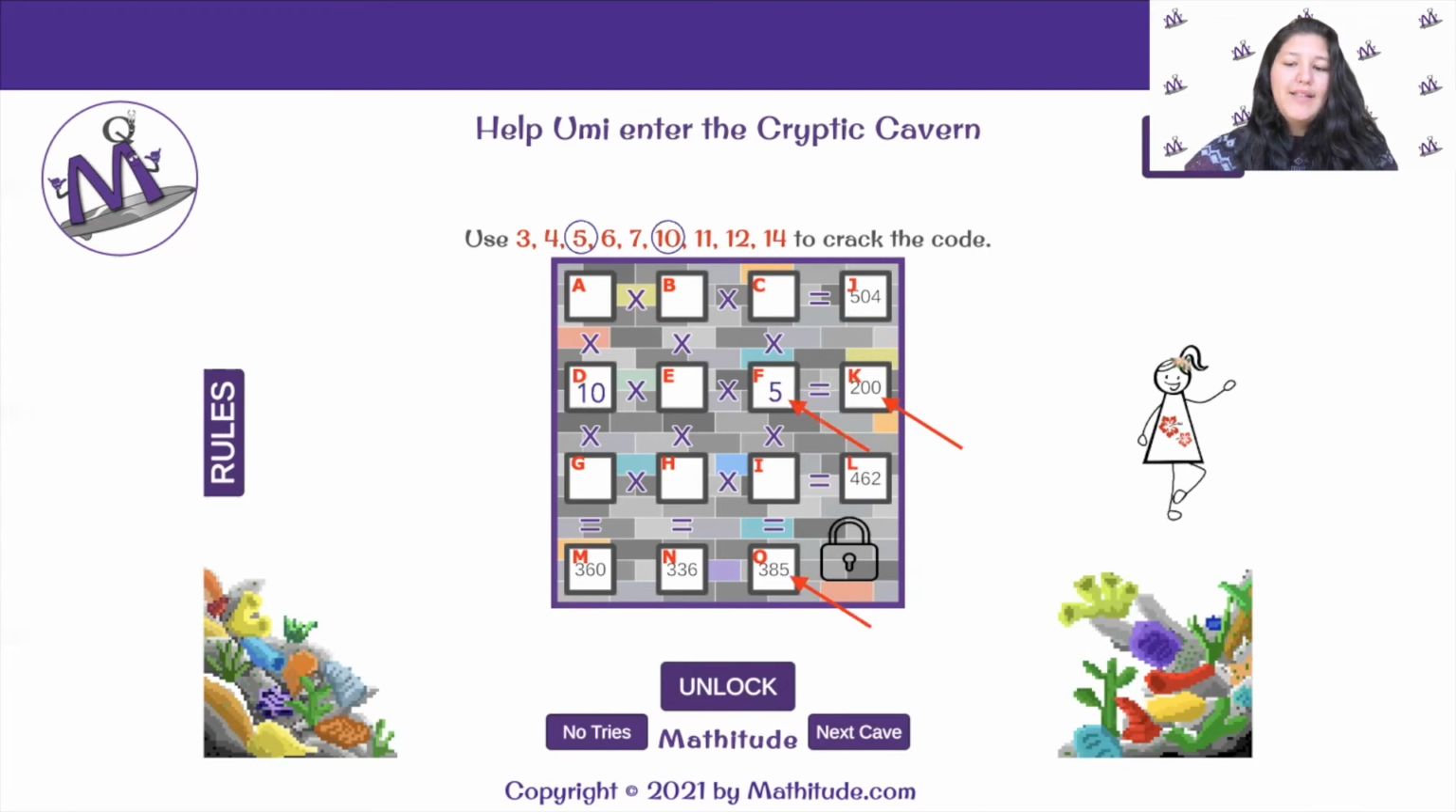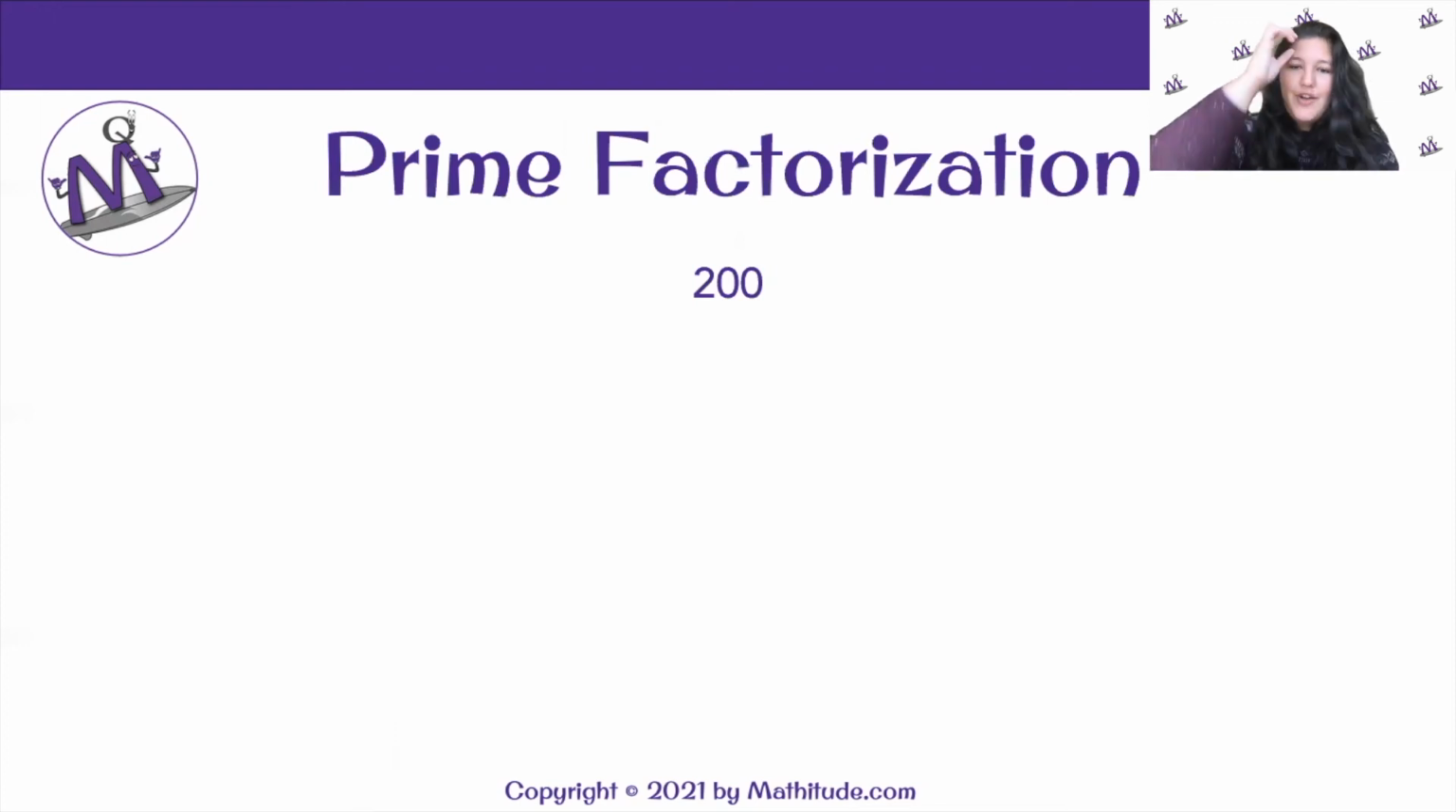We only have one spot left in the row for 200. What should go in it? Let's do the prime factorization of 200 real quick. We already know that it's divisible by 5, since we just filled in that factor. So let's factor that out. 5 is prime, so we can't break it down any further. That leaves us with 40.